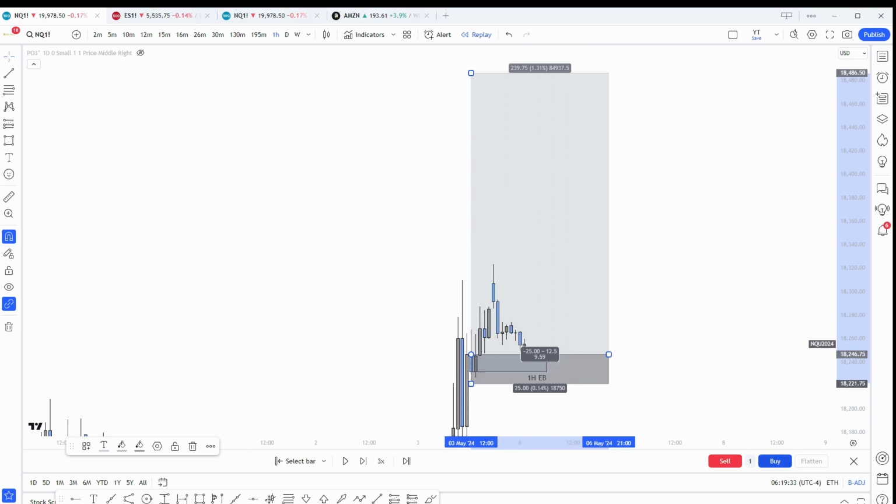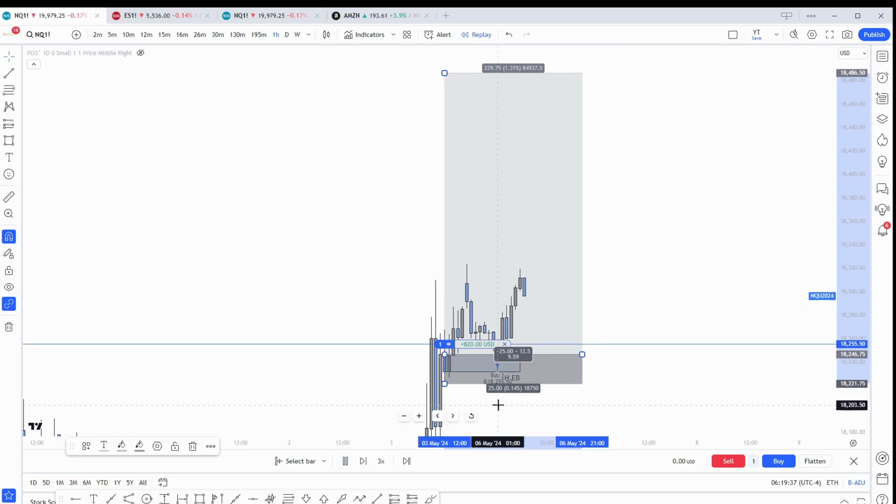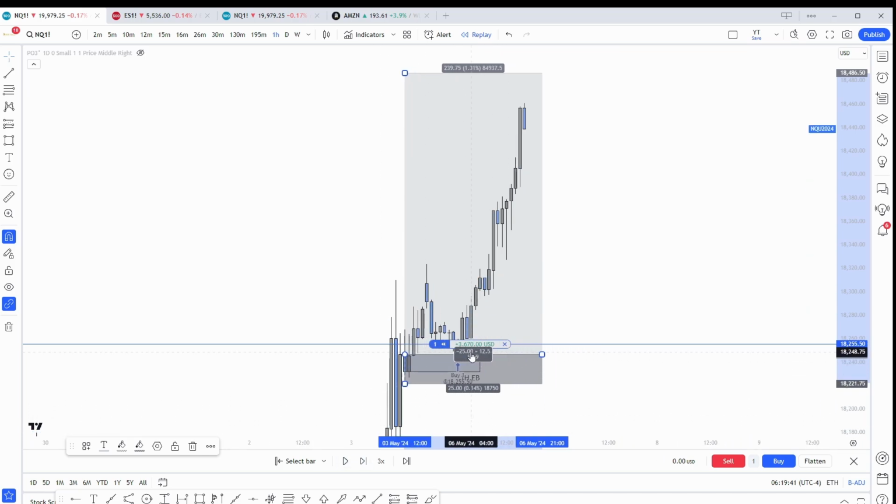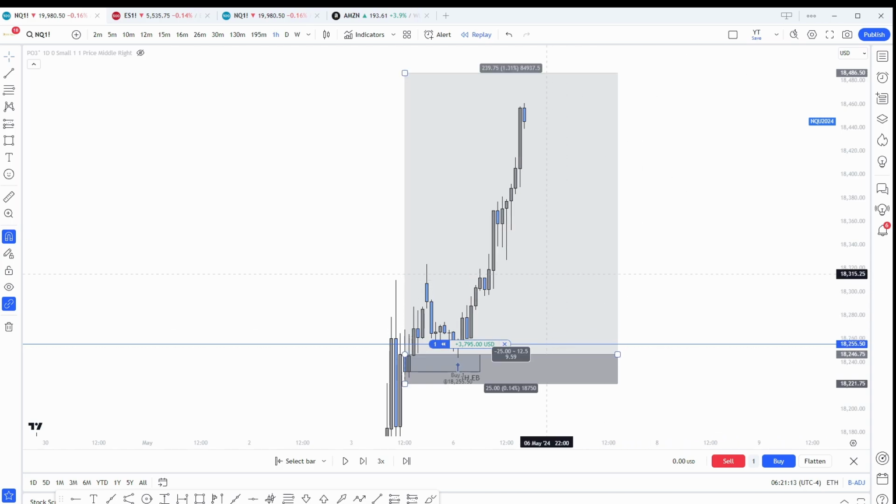Now let's play this out. Notice how we get that aggressive move off this equilibrium block, also forming another bullish equilibrium block at 3 o'clock, and now we start to see this expansion. Something you will notice within this trade setup is we had a number of equilibrium blocks that actually formed. Notice how we get another equilibrium block right here once we start expanding to our next internal liquidity.